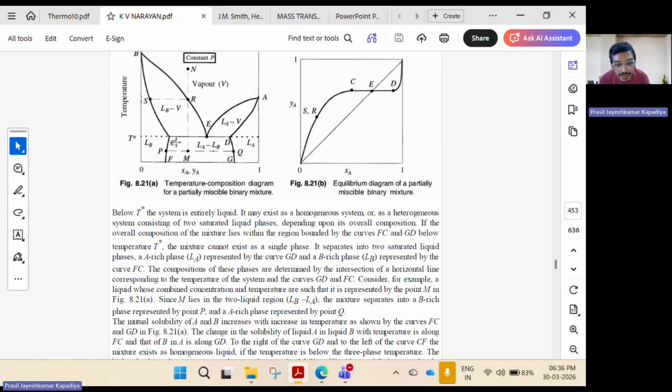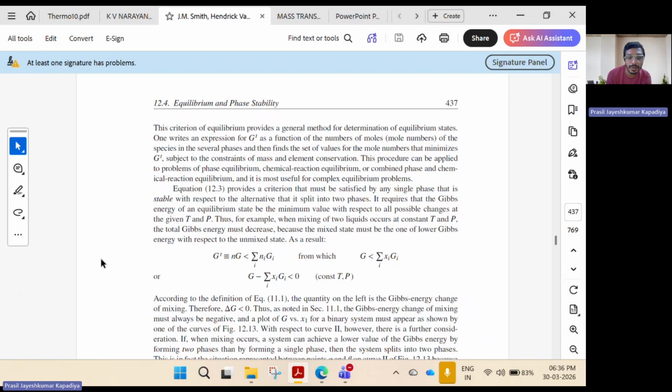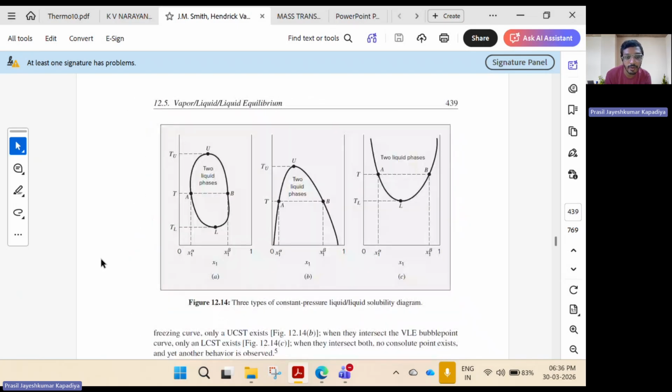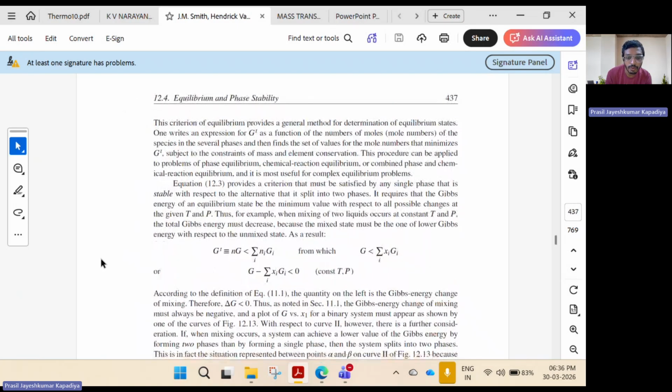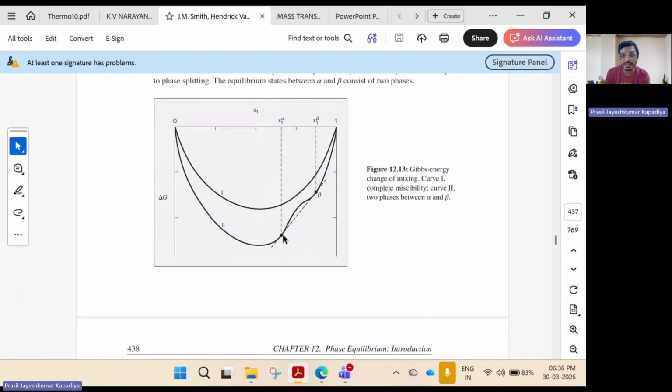The compositions of these phases are determined by the intersection of a horizontal line corresponding to the temperature of the system and the curves GD and FC. Correct? Now, before going further, I forgot to look at this delta G versus X1 curve. Just give me a minute. I'm so sorry.